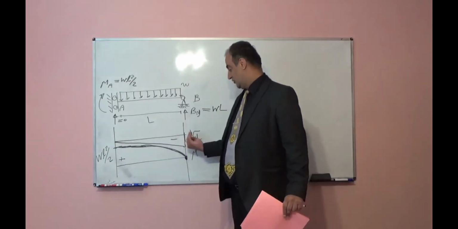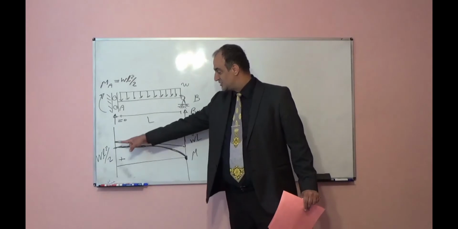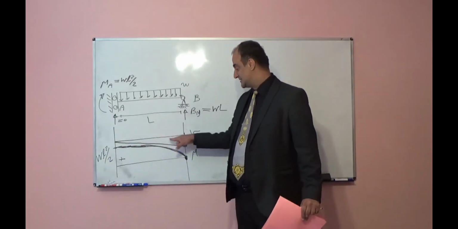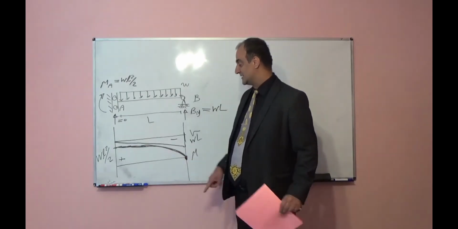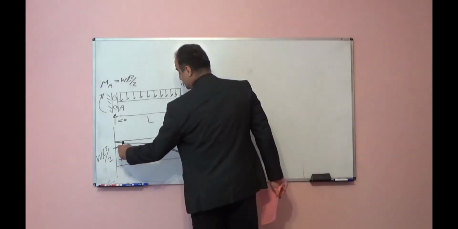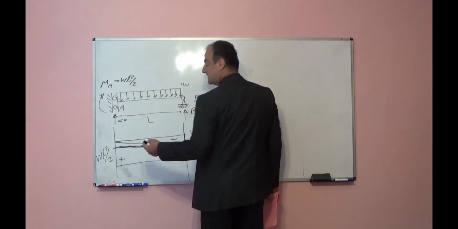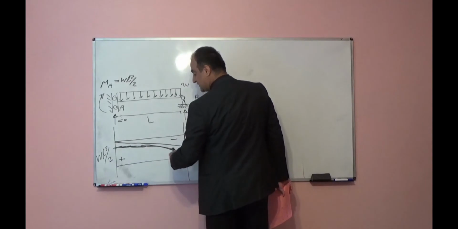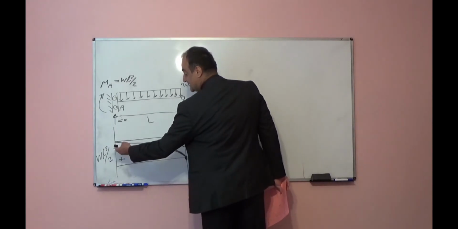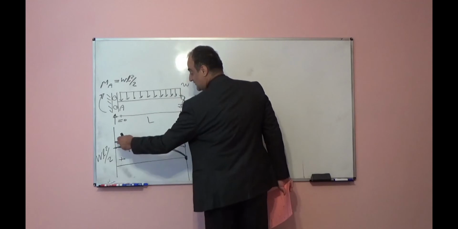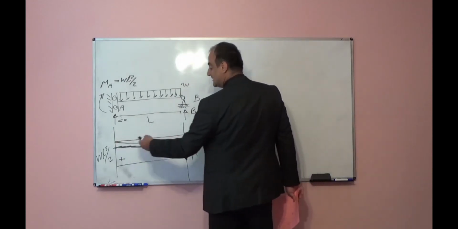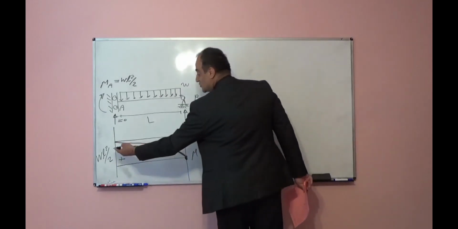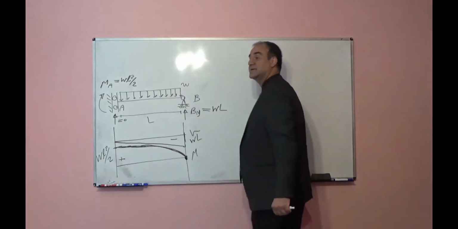From point A to point B, from left to right, you see shear force is increasing, magnitude is increasing, absolute value is increasing. So the slope of this curve, it is shear force. Derivative means slope. So derivative of this curve, it is shear force. Shear force magnitude is increasing, so the slope of this curve from point A to point B should increase, and it is increasing.